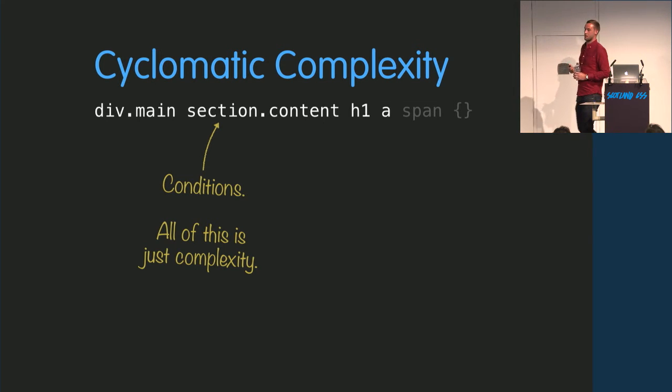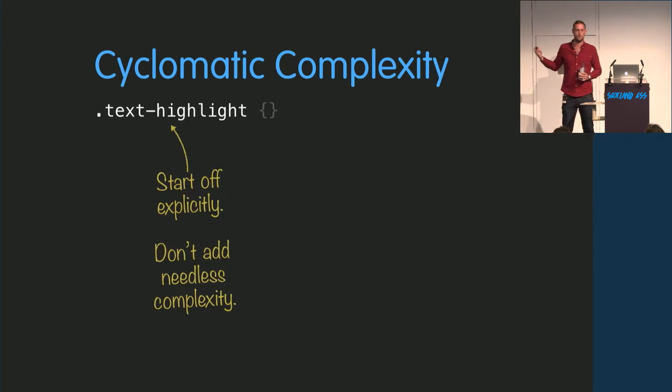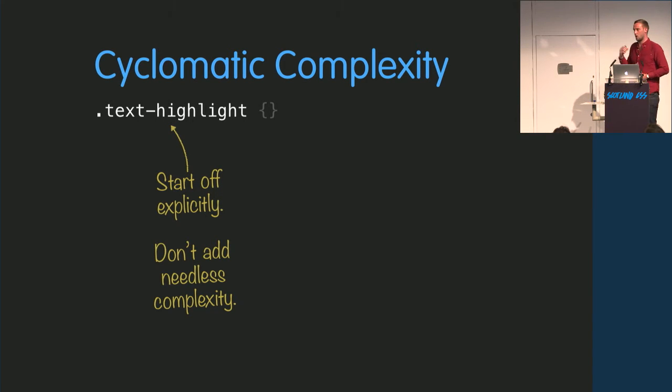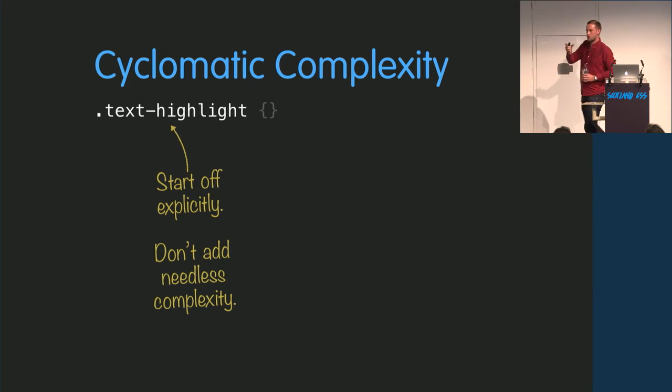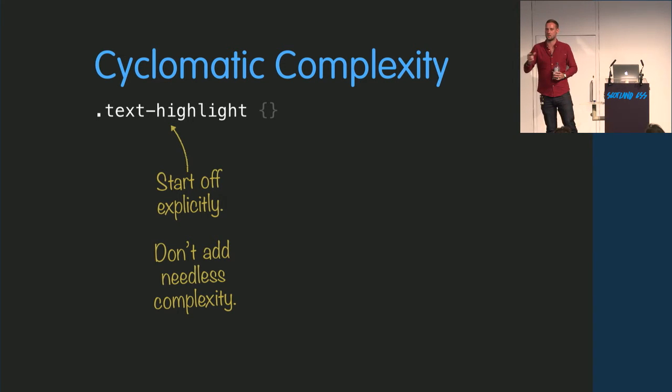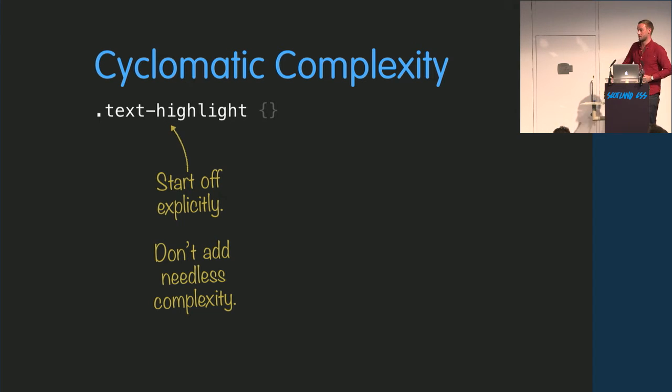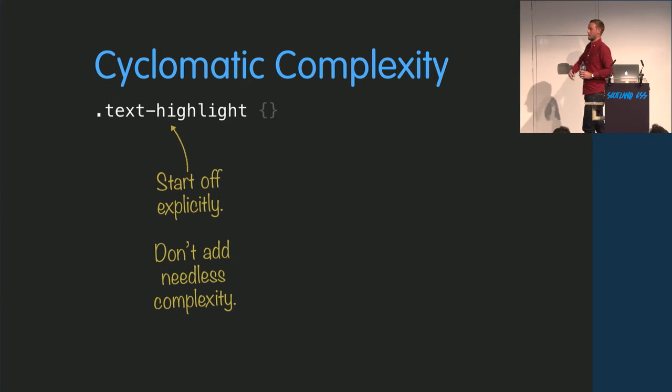The solution to this, the fix for this, the remedy, is just to pick a better subject. Start off more explicitly. If you've got a little bit of color that needs changing on something, have a utility class that just colors something as a highlight. Don't write overly complex selectors that increase specificity and cyclomatic complexity and file size when you could just get straight to the point.